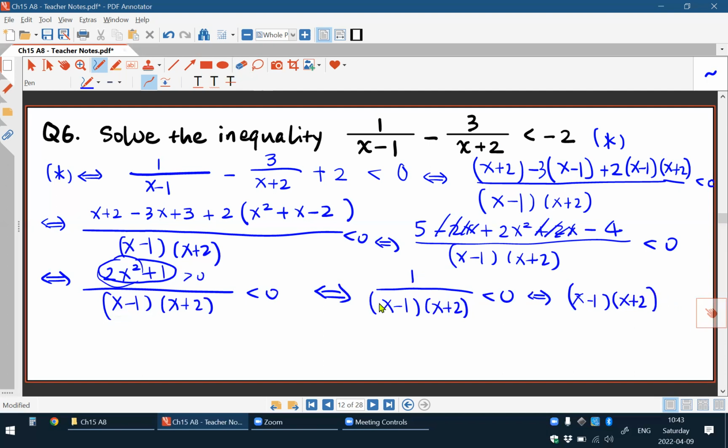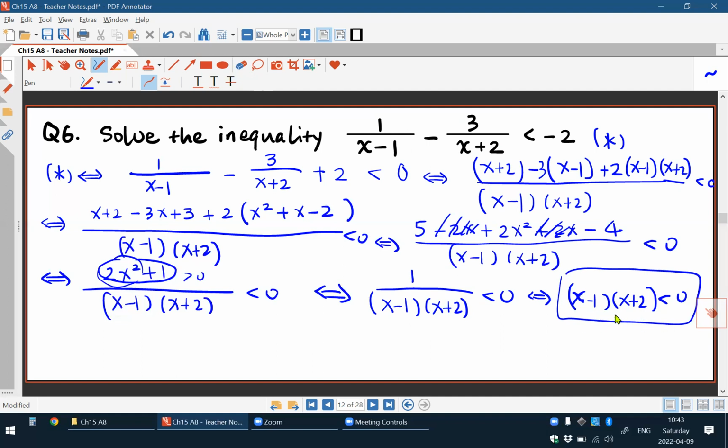Positive over what kind of number? Negative. Okay, it's negative, right? So basically, as you can see here, the complex rational problem is converted to a very simple inequality here, right? And our task is to find any interval that makes this inequality hold.